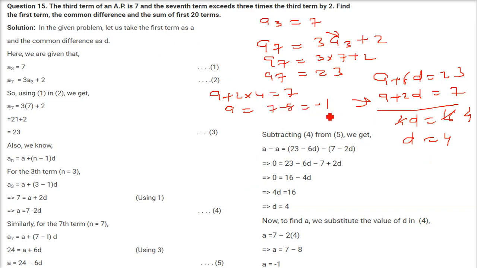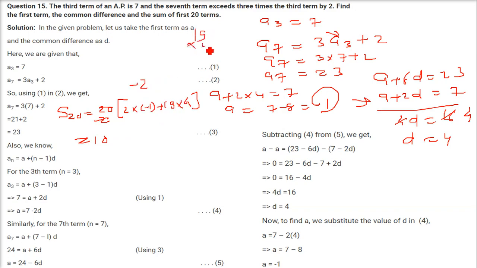So find the first term. The first term we have got, the common difference also we got, and the sum of the first 20 terms. So S20 will be n by 2, that is 20 by 2, into 2A, that is 2 into minus 1, plus n minus 1, that is 20 minus 1, 19 into D. What is D? 4. So what do you get? 2 tens are 20, 2 into minus 1 is minus 2, and 19 into 4.